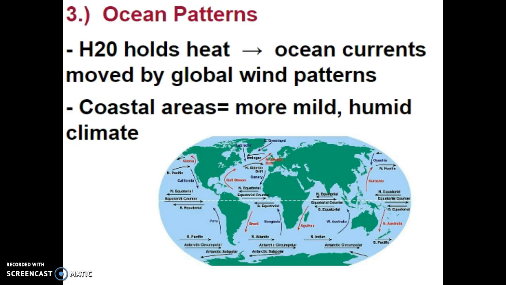Your proximity to oceans can also affect climate. Oceans are a great holder of heat for water. So ocean currents are also moved by these global wind patterns. Coastal areas tend to see a more mild or humid climate because of the proximity to that large body of water.